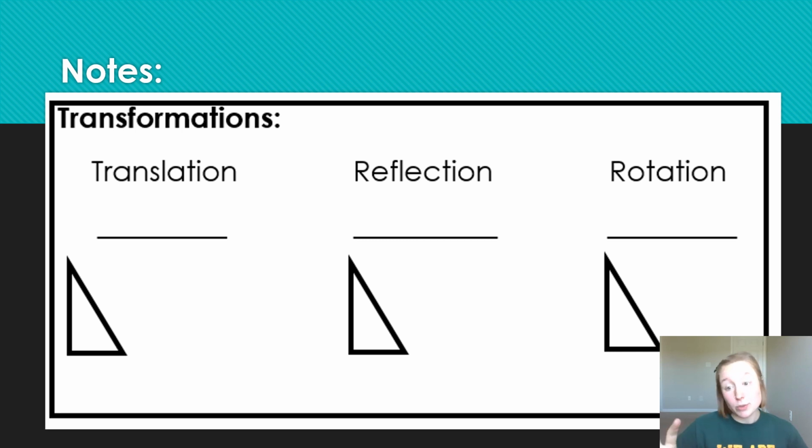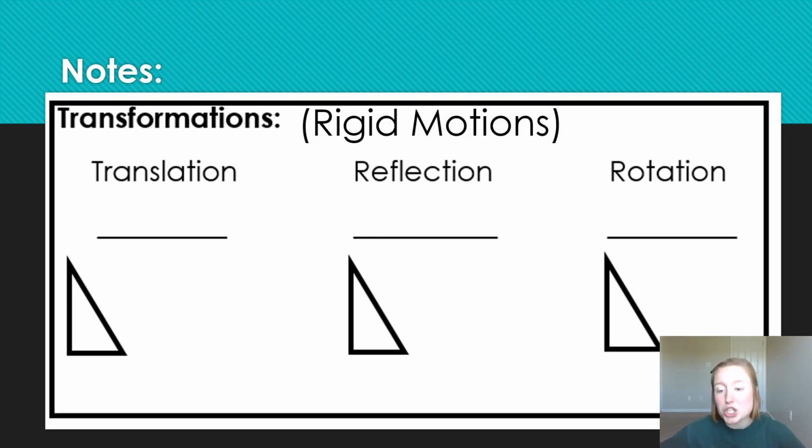So today, or this week actually, we're going to talk about 3 different types of transformations, and we're going to focus on rigid motions this week, which means that they're changing locations, but they're not getting bigger or smaller. We'll talk about bigger and smaller changes next week. But for now, everything's staying the same size.